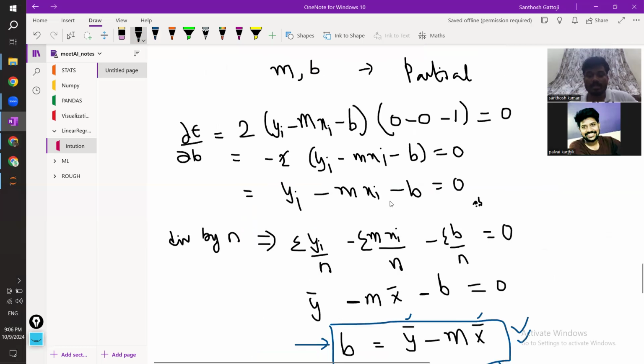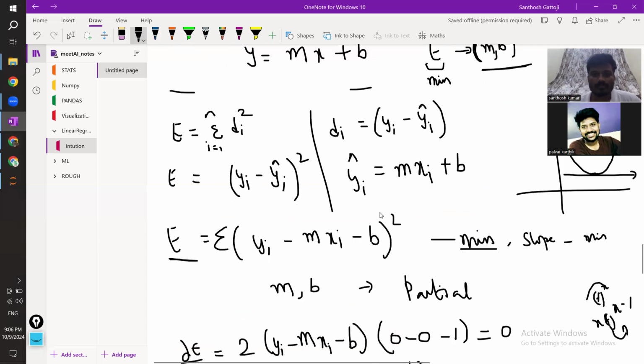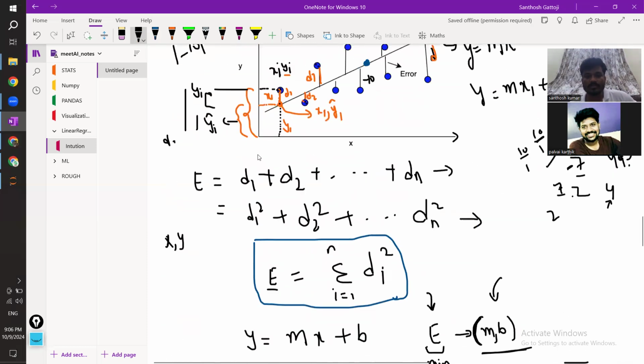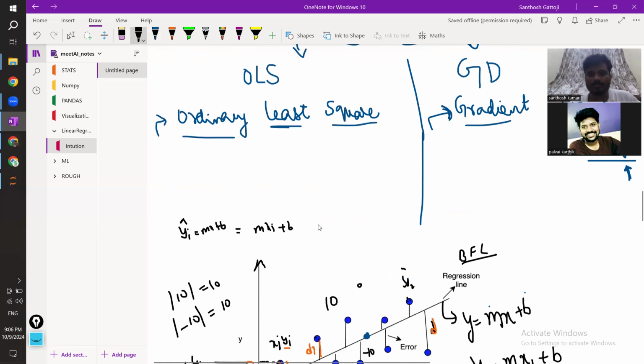Cool. So this is how you can do it by OLS. This is ordinary least square. Since we're using the square method, it's called ordinary least square. I want the least value, the minimum value, and we are doing it by the square.